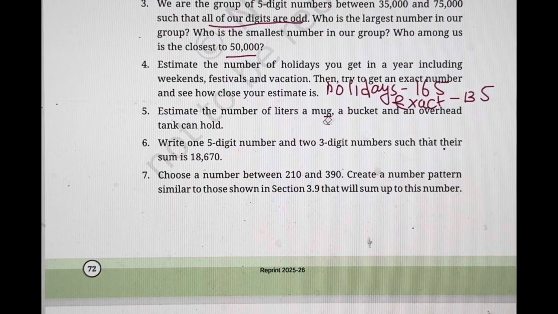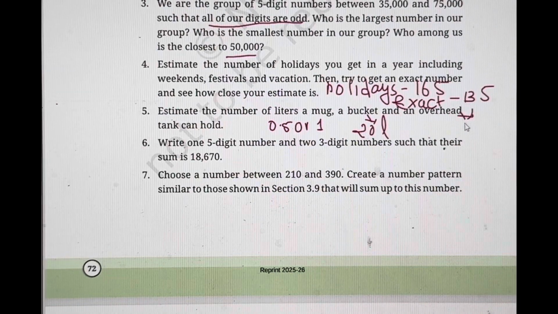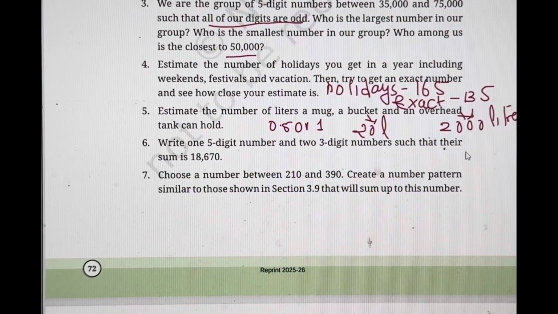Then if we talk about the bucket, first I'm writing about mug, 0.5 or 1 liter. Bucket also may vary. It may be 15 liter, 20 liter. So we write it here as 20 liters. Overhead tank, these may vary from, again I'm telling you, these are estimate sums. So around 2000 liters. Okay. So these answers may vary. So we have just written the estimated one.